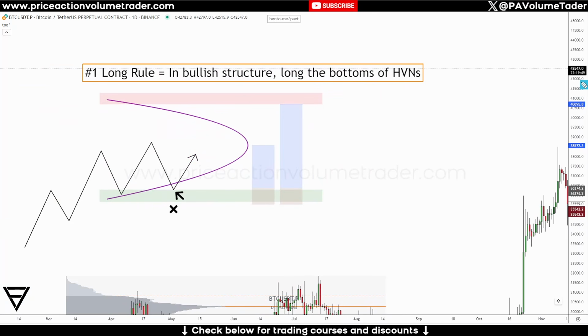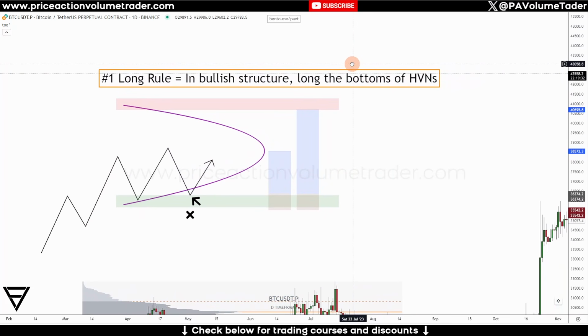Okay, so that's pretty much the basic principle of the long rule for volume profile trading. Again, when price is accepting back into a high volume node in an uptrend, look to get in near the bottom of the high volume node. Okay, so that is the bullish long rule.